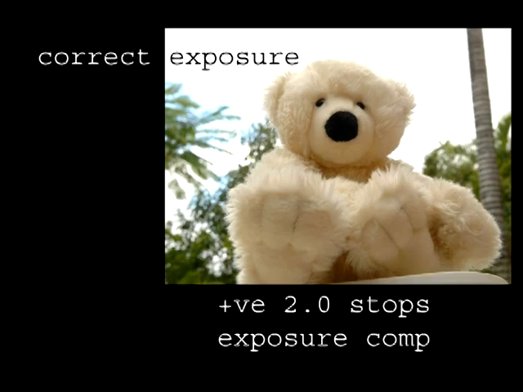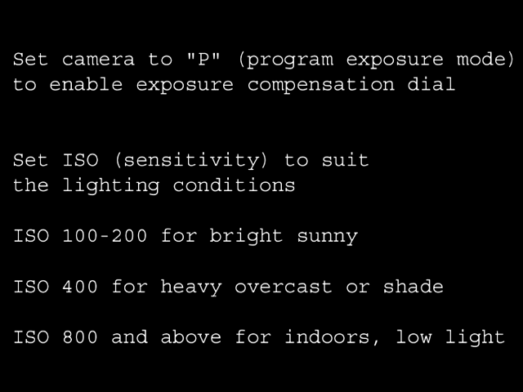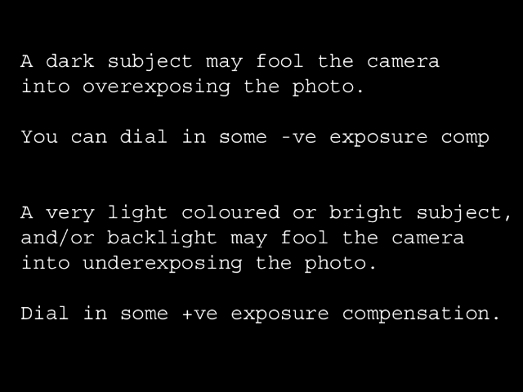Let's recap. We put it in program mode to enable the exposure compensation, and we've set our ISO sensitivity according to the lighting conditions. If the photo comes out too light, dial in negative exposure compensation. If the photo turns out too dark, dial in positive exposure compensation.